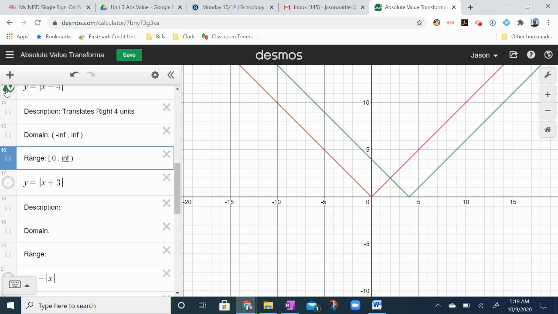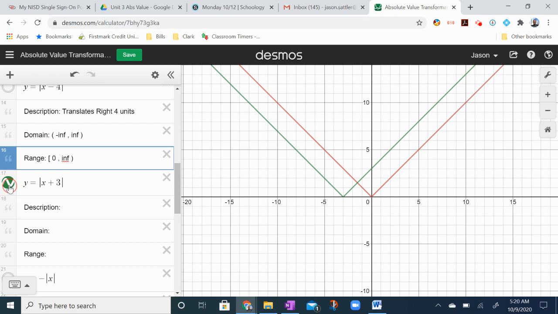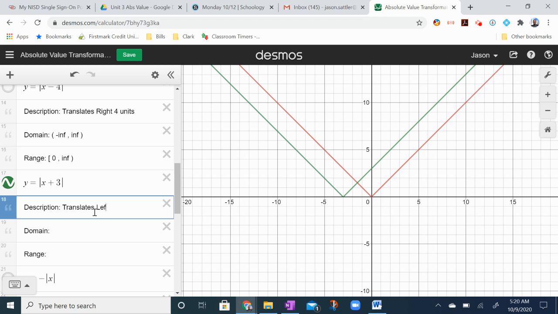Okay, let's turn this one off. And this time we're going to add 3 inside the absolute value bars. Now what do you think is going to happen? If we subtracted 4 in the previous one and went right 4, what do you think adding a number to the x inside the absolute value function is going to do? Well, if you guessed move left 3, you're correct. Let's see. Boom, there it is. -1, -2, -3 to the left. All right, so translates left 3 units.